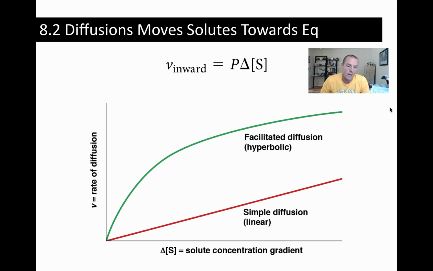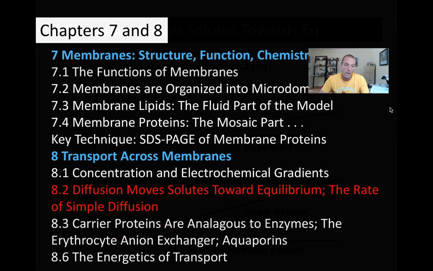Simple diffusion is often going to be slower, and like we say, it's directly proportional to the size of the concentration gradient. So that's it.